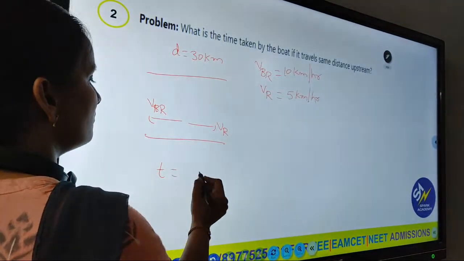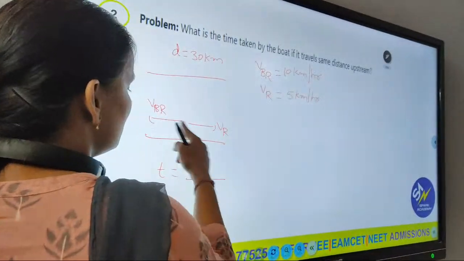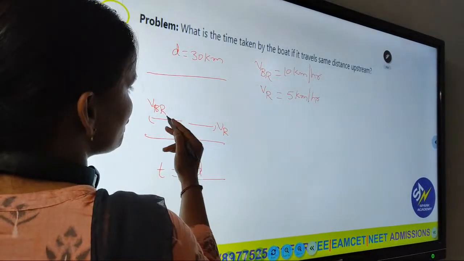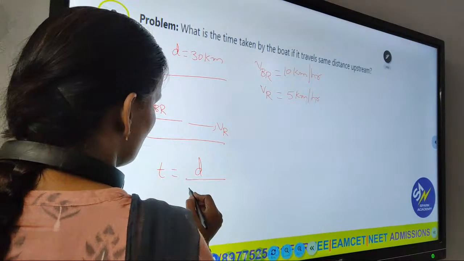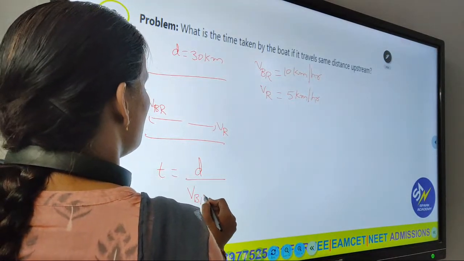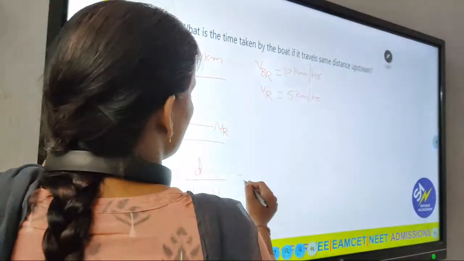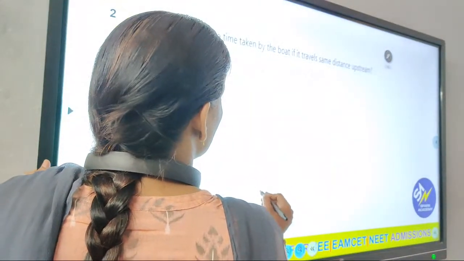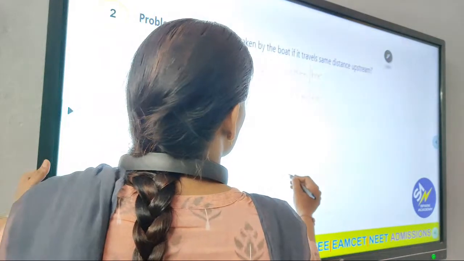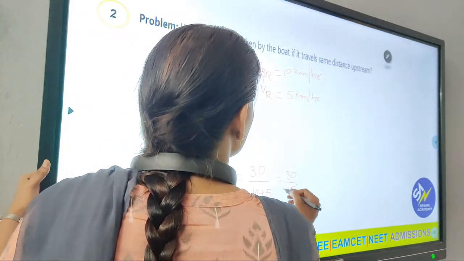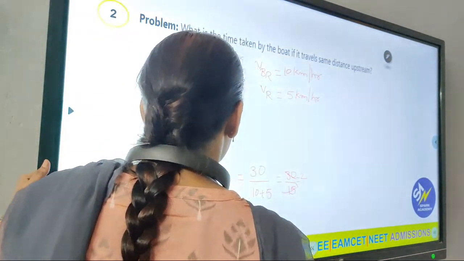Then the time taken will be the distance divided by, now we need to take, since these two are in opposite directions according to the relative velocity concept, VBR plus VR. So it is 30 by 10 plus 5. So 30 by 15, 2 hours.